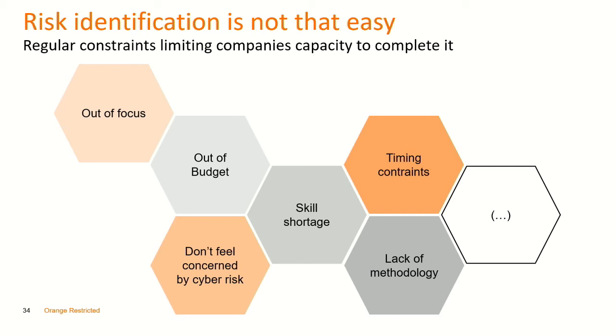The second constraint is a budget constraint. As I said, even if performing an ISMS audit and a penetration testing is not a huge budget, it can sometimes be also constraining for companies to require additional budget that was not forecasted.